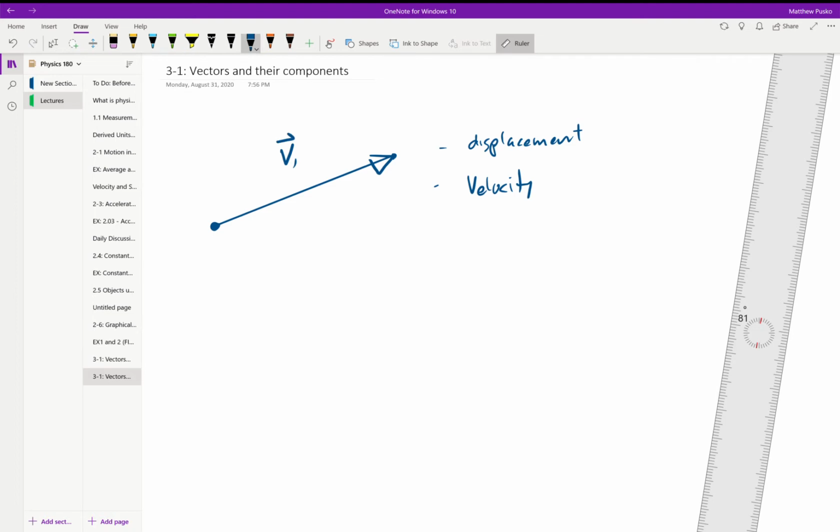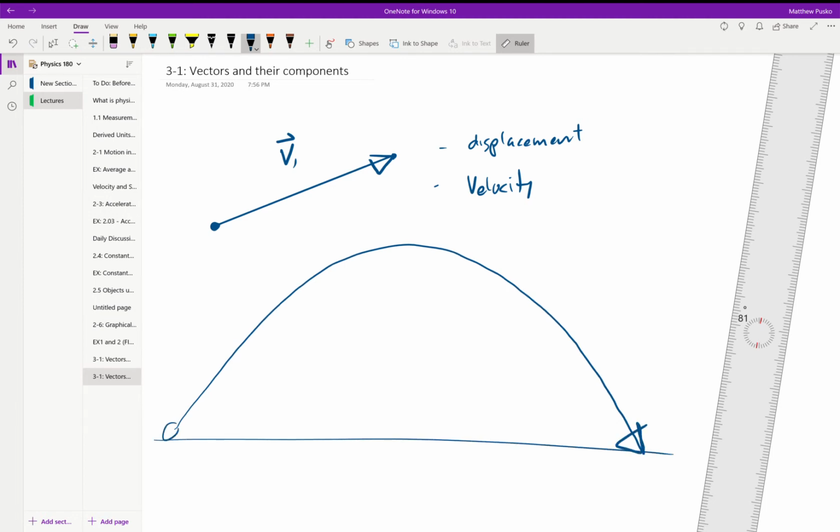And what are we going to do with this? Well, we need to be able to break stuff into components. There's a good example. Let's say something is in a parabolic trajectory like that, maybe a football getting kicked or something. Sorry, I've got to draw some stuff on there.